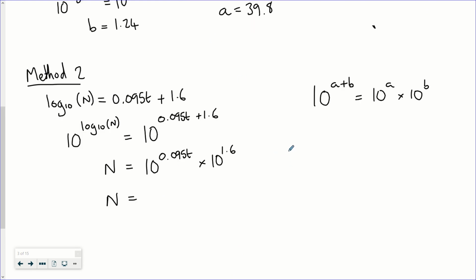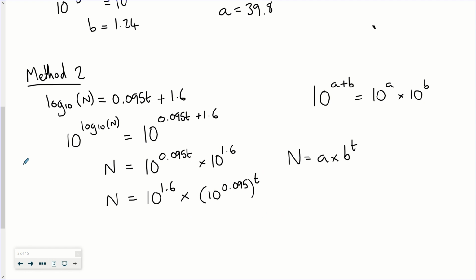Remember, we're looking for an equation in the form n equals a times b to the t. And we've not quite got that here. It's clear that 10 to the power of 1.6 is going to be the a. So let's put that at the start. And then times by, and then we want something to the power of t. Well, notice that we could write this as 10 to the power of 0.095 and then put that to the power of t.